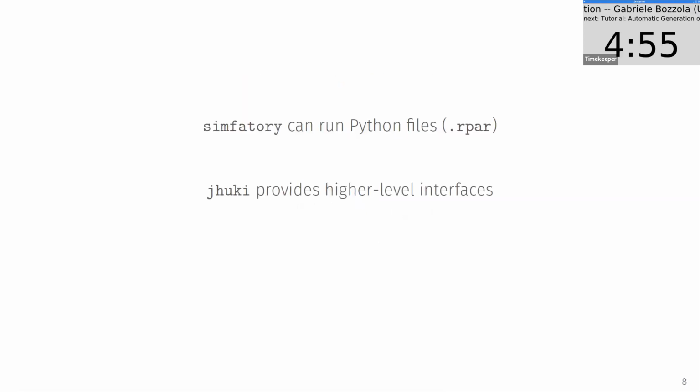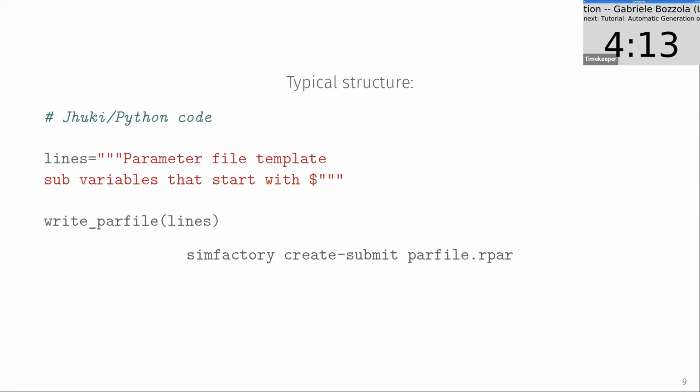So SimFactory can run Python files. If you provide an rpar file, what SimFactory does is it first executes the parameter file as a script, and then it takes the output and runs that output as an Einstein Toolkit or Cactus simulation file. So what I did is I packaged in a library, Jhuki, a bunch of high-level interfaces to leverage this feature of running Python files to produce par files, in order to set most of those low-level parameters. So let me show what I mean.